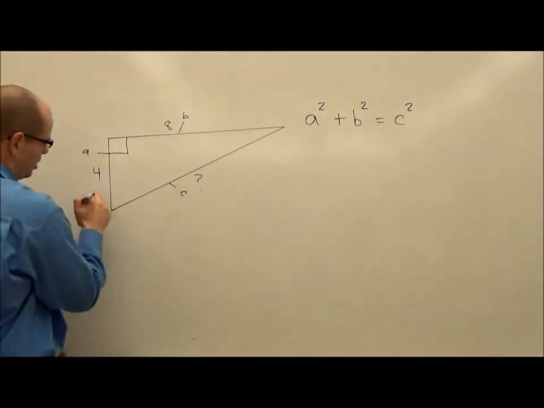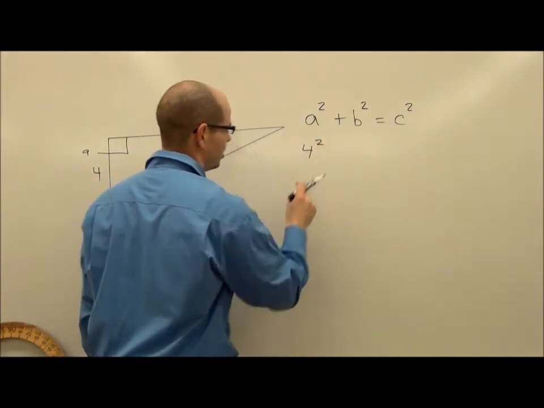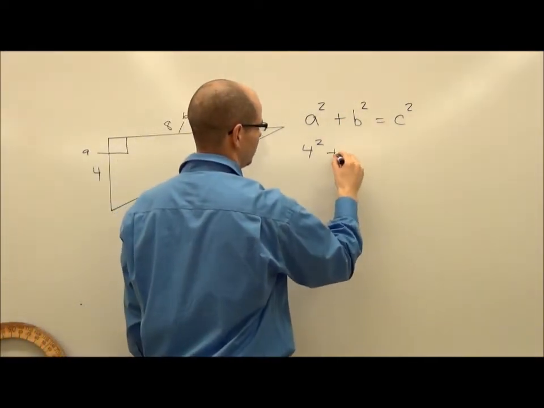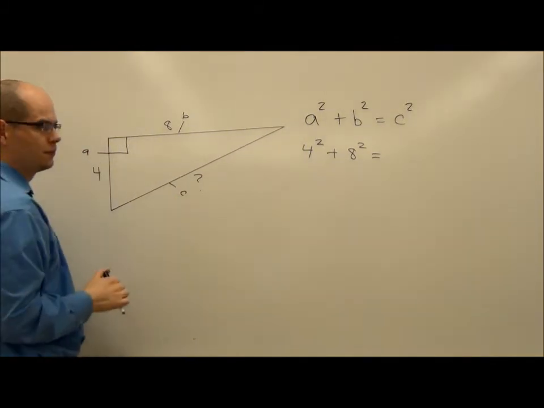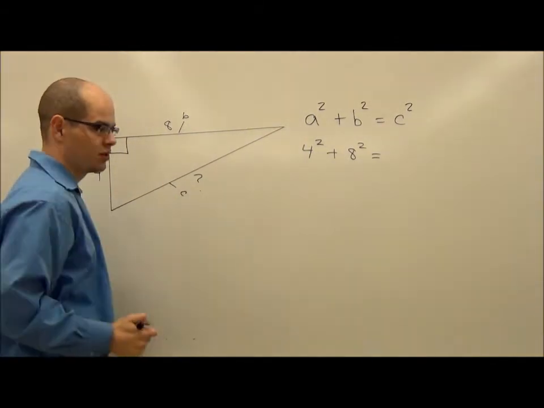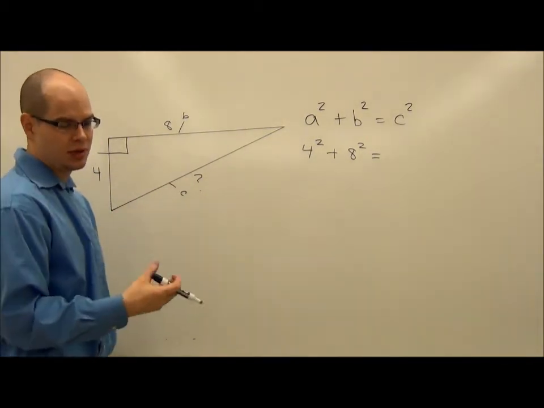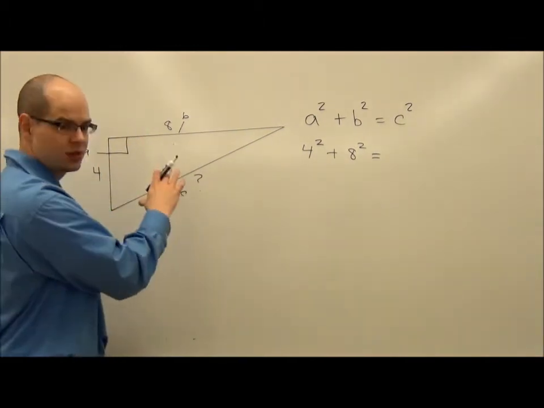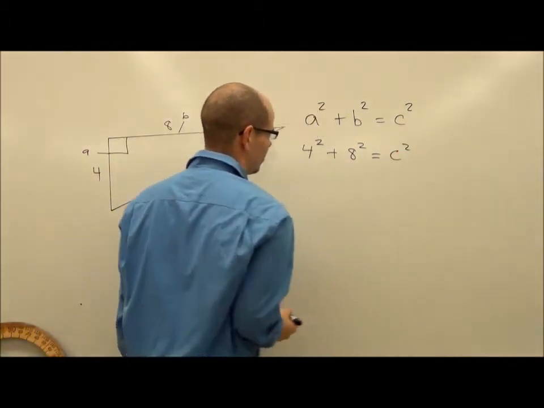A squared, we said 4 was A, so this will be 4 squared. B was 8, okay? So this will be 8 squared. And C we don't know. Remember that the whole purpose of Pythagoras' theorem is to determine one of the sides that you're missing, given that you have the other two. So we could have found any of the 3 sides, we just have to have the other 2. All right, so it's C squared, okay?